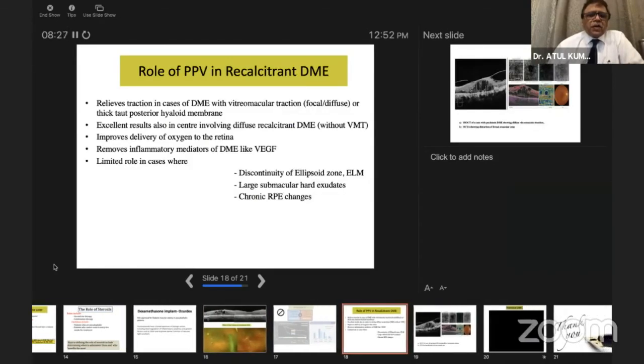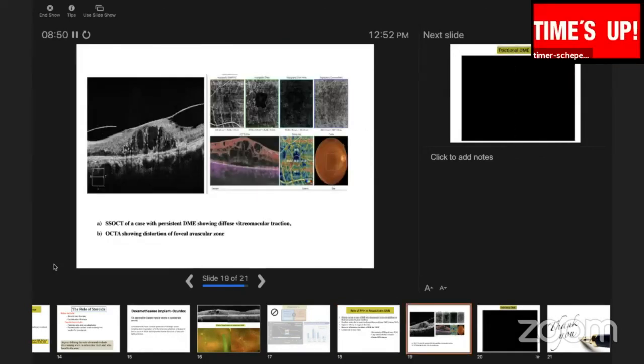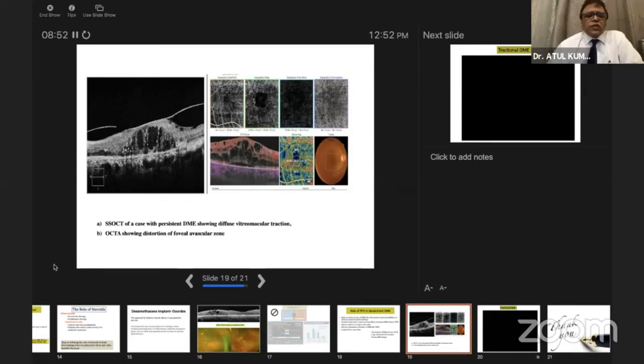The role of PPV is always there, and I would say it is the last option among the various treatment modalities you have, and it removes the inflammatory mediators. It probably increases the oxygenation to the macula, but it has a limited role because ILM peeling may cause more damage also. So these are the kinds of cases which can be taken up with vitreomacular traction.